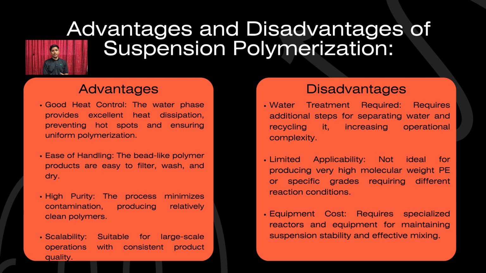However, there are some disadvantages of using suspension polymerization methods. First, it requires water treatment. Additional steps are needed for separating water and recycling it, increasing the operational complexity. Second, it has limited application. It is not ideal for producing very high molecular weight polyethylene or specific grades requiring different reaction conditions. And last but not least, equipment costs. It requires specialized reactors and equipment for maintaining suspension stability and effective mixing.